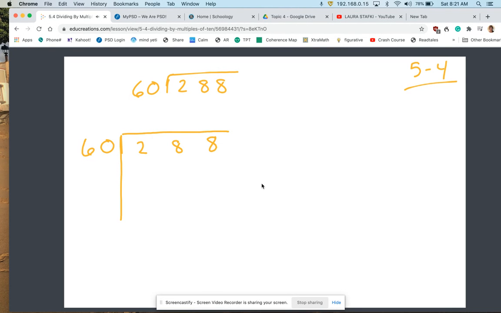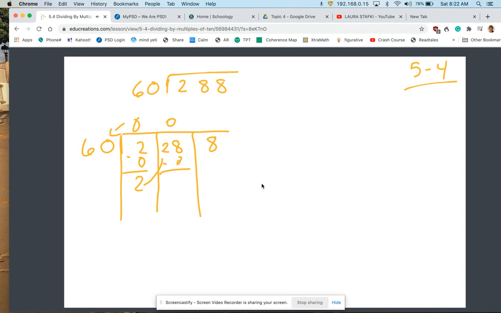So now I'm going to think, how many times can 60 go into 2? Well, it can't. How many times can 60 go into 288? So first I think, how many times can 60 go into 2? It can't. 0 times 60 is 0. Subtract. Now I bring up, and I've got 28. Can 60 go into 28? No, it still can't go into 28. So 0 times 60 is 0.